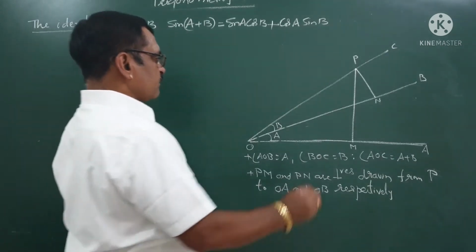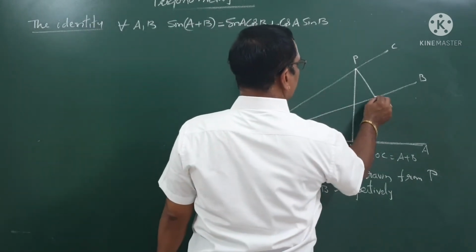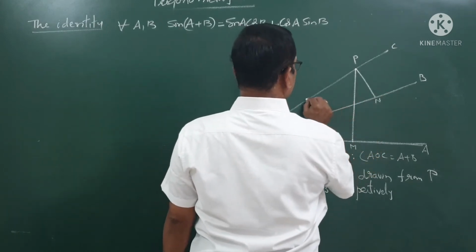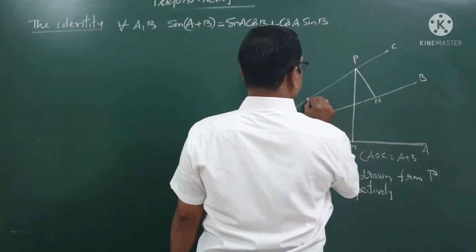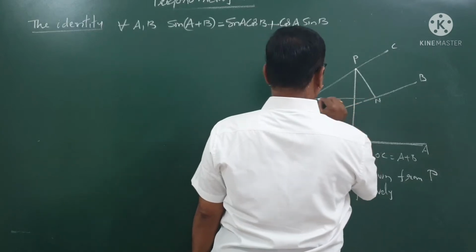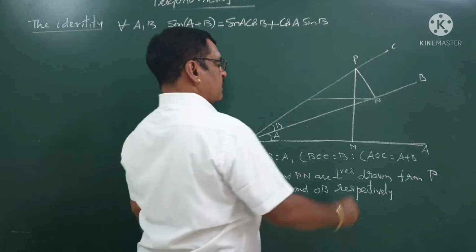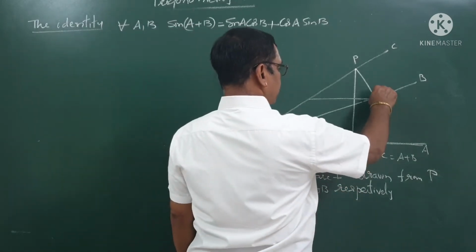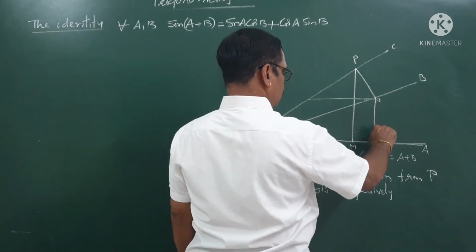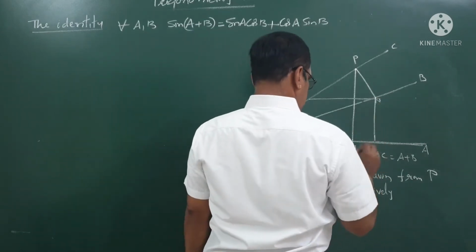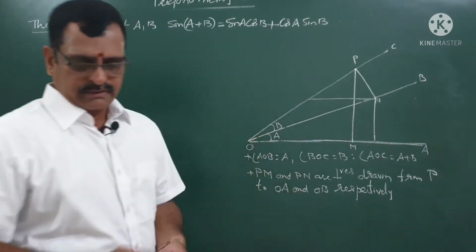Then what I do, I draw a line perpendicular to PM, and one more, I am drawing a perpendicular line from N to this one.